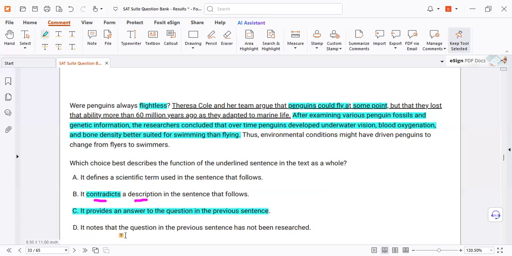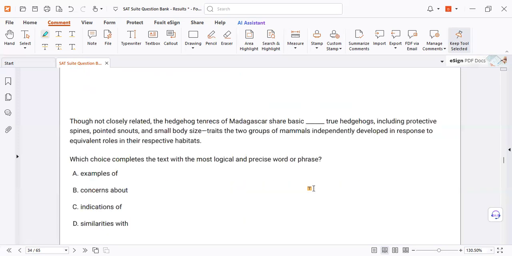We follow the question. Again, it notes that the question in the preface sentence has been researched. How? He said here they argue, you see, that they lost that ability, and after examining various penguin fossils, that just means it's research. Catch it? So following the preface and the context, it does not say no. So it's letter C. Come on, try again.